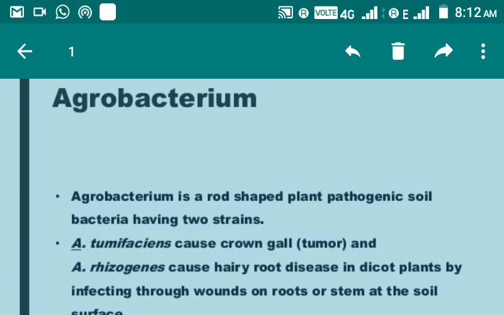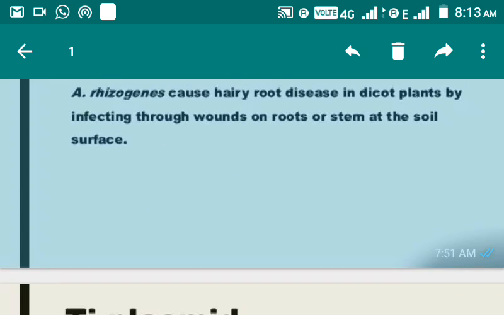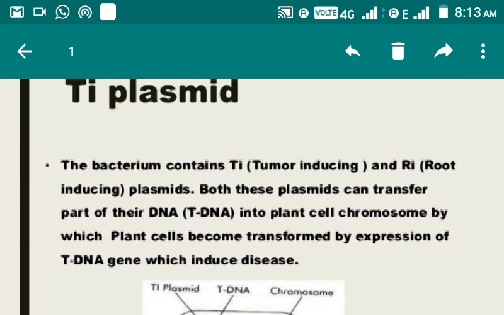You might have studied, and I have already spoken about, the Ti plasmid, a plasmid based vector, that is a bacterium. Similarly, like Escherichia coli, agrobacterium is also a kind of pathogenic bacteria. Okay, so how this is going to help in gene transfer in plants we are going to see. Okay, next is Ti plasmid.